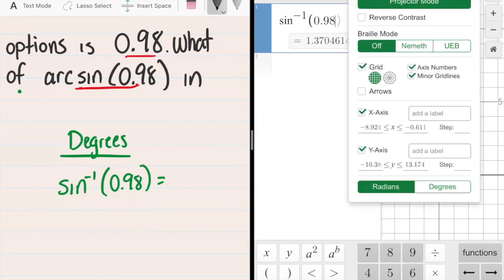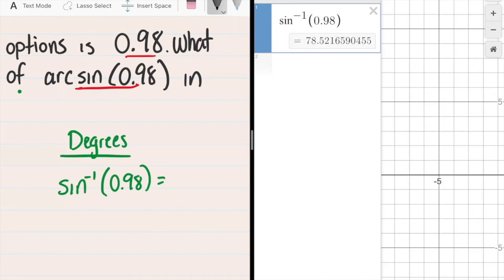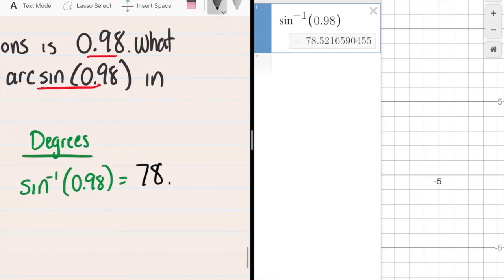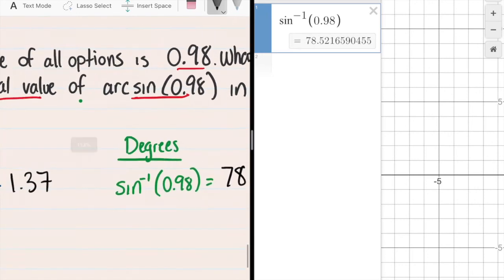Now, in the other way, notice it's going to make a big difference here, guys. Because if you were to switch, let's go back to the toolbar. If you were to switch to degrees, look, you don't even have to rewrite it. It already did the work for you. In degrees it is actually 78.52. So it all depends what they're asking.